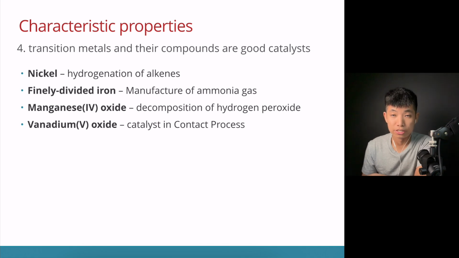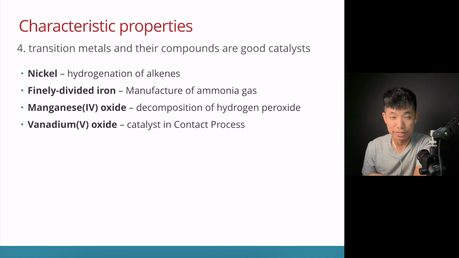Finely divided iron is used in the manufacture of ammonia gas in the Haber process, which we'll cover in a later chapter as well. Manganese 4 oxide is the black powder that you added to hydrogen peroxide to speed up the decomposition of it. You probably used this in the lab when we were trying to generate oxygen gas to test for oxygen.